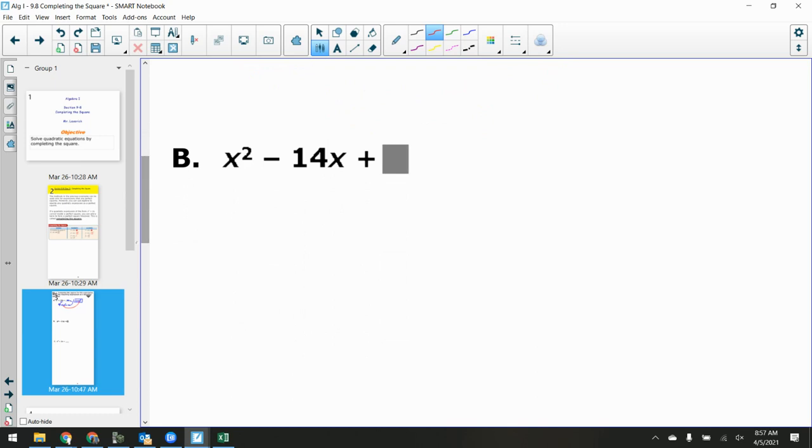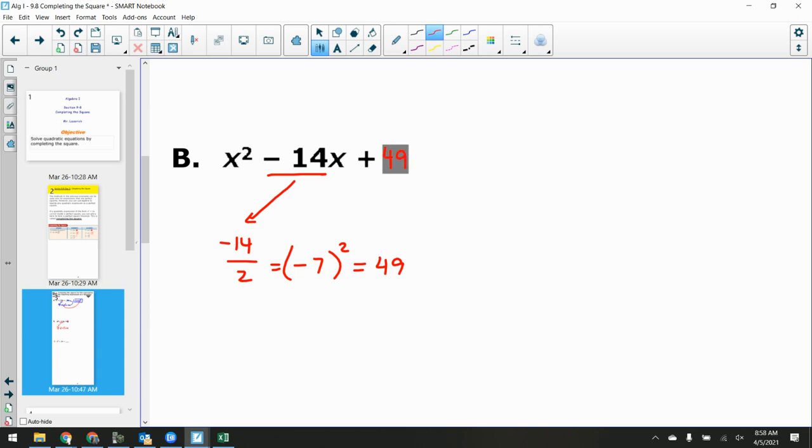Okay, well, what's my magic number here? 49. Positive 49. Where did we get that? We took my b term. It was negative 14. Do you see the negative? That's going to come up here in a second. We cut it in half. We get negative 7. We square it. What do we get? Positive 49. And that's our magic number.